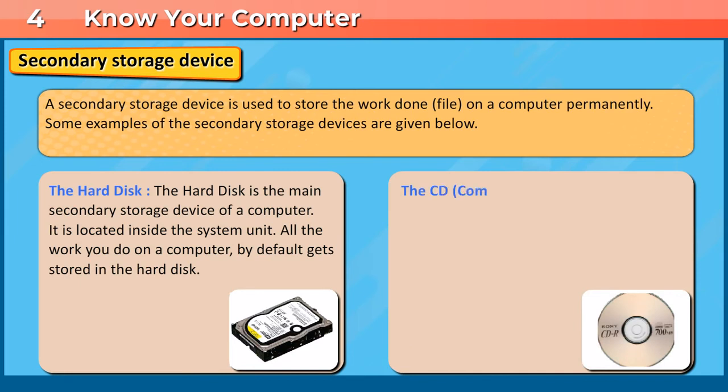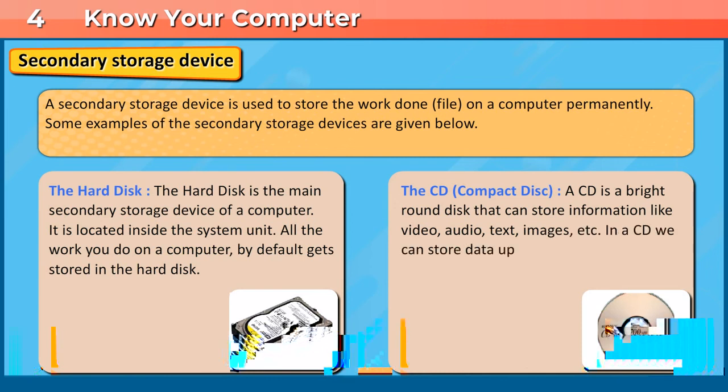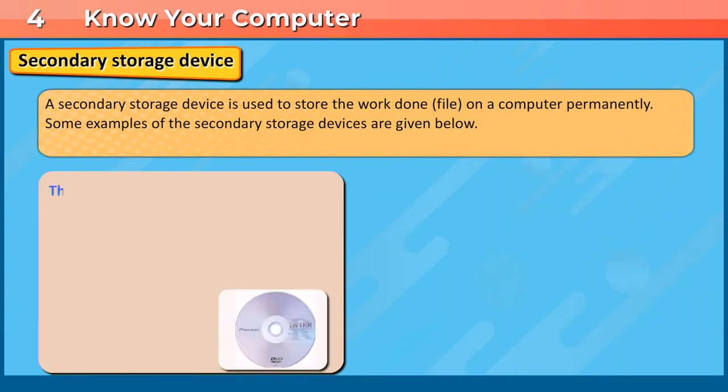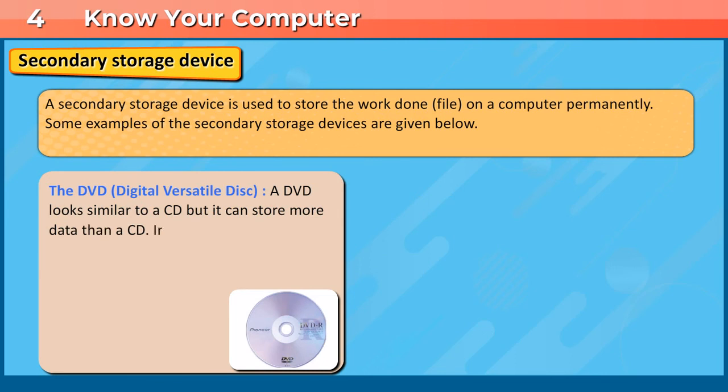The CD, compact disc. A CD is a bright round disc that can store information like video, audio, text, images, etc. In a CD we can store data up to 700 MB. The DVD, digital versatile disc. A DVD looks similar to a CD, but it can store more data than a CD. In a DVD, we can store data up to 4.7 GB.